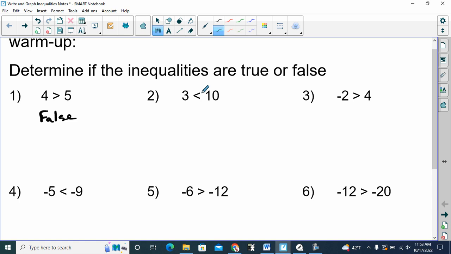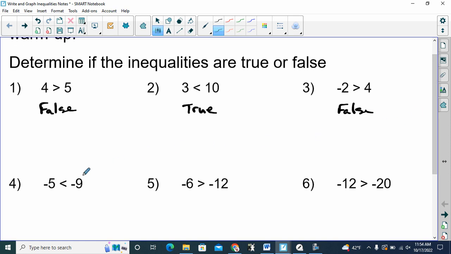Number 2, notice the alligator is eating the 10. 10 is indeed bigger than 3. This is a true statement. Number 3 says -2 is greater than 4. Remember that positive numbers are always bigger than negative numbers. -2 is not bigger than the 4. That is false.